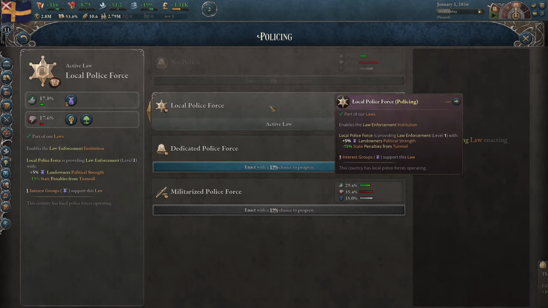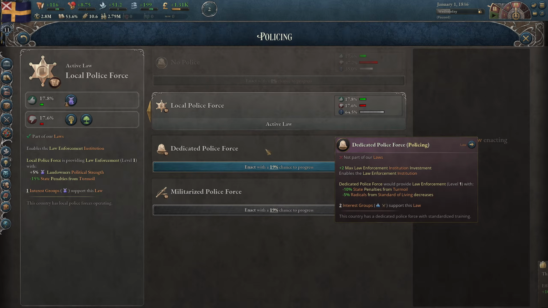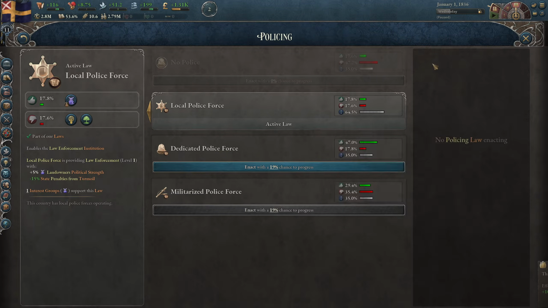What is the difference between local? Well, first the landowners get more power with local. We get 15% state penalties, minus 15% state penalties from turmoil, which we don't have right now, but later in the game we will. We can also go here. This will remove the political power that the landowners get from the local police force. And we still get minus 10% penalties from turmoil, and we also get minus 5 radicals of standard of living decreases. That is a little bit better.